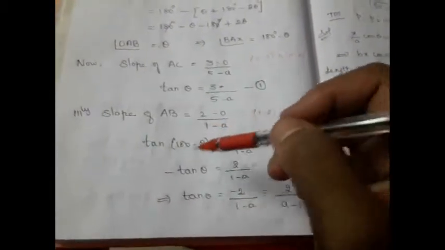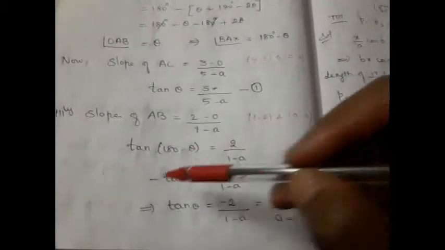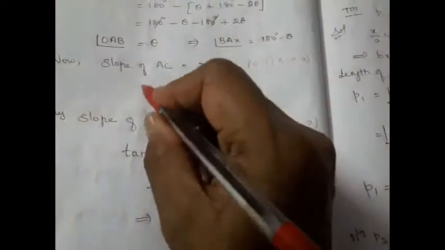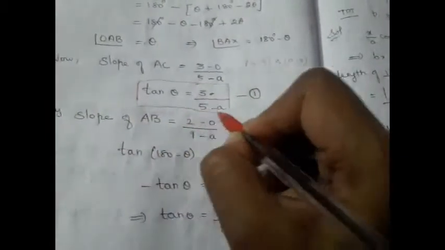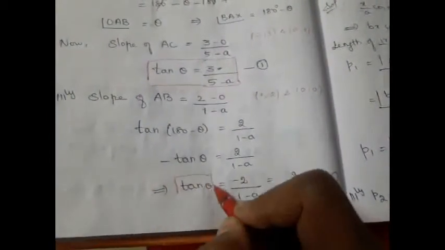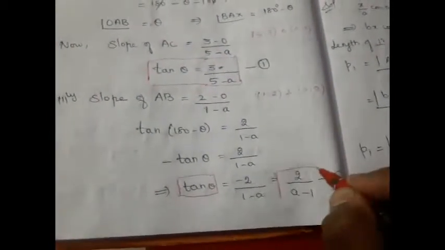Here the angle is 180 minus theta. What is tan(180 minus theta)? It is going to be minus tan theta. So 2 divided by (1 minus a). If we bring this minus to the other side, we get minus 2 divided by (1 minus a), or 2 divided by (a minus 1). So we got tan theta equal to 3 divided by (5 minus a). Similarly, tan theta is equal to 2 divided by (a minus 1). So we can equate these two and obtain the value of a, and hence the coordinates of A are (13/5, 0).